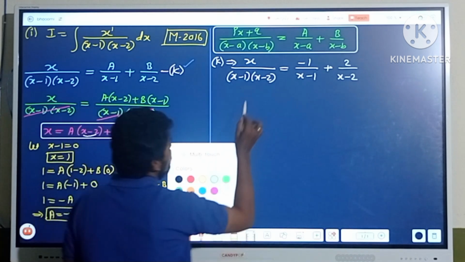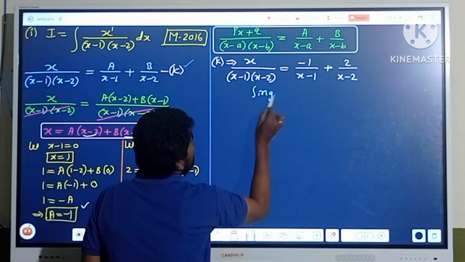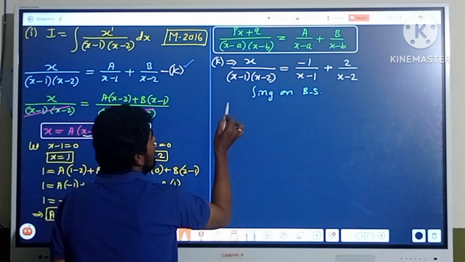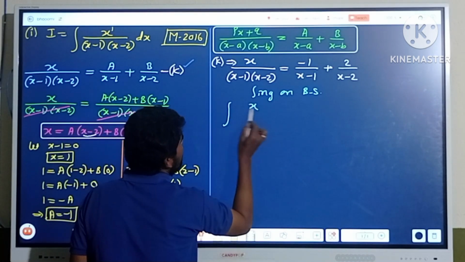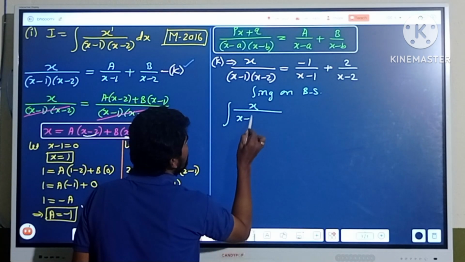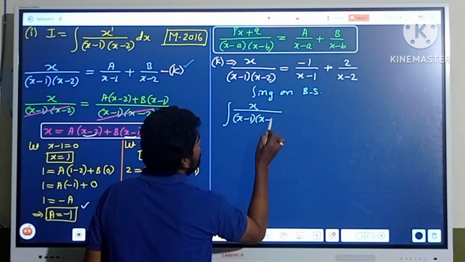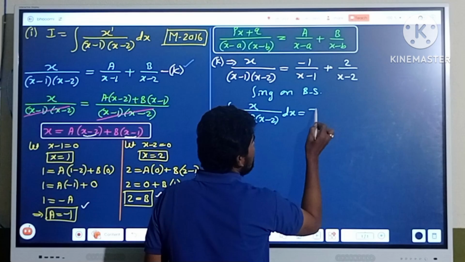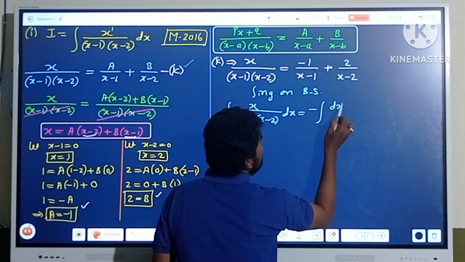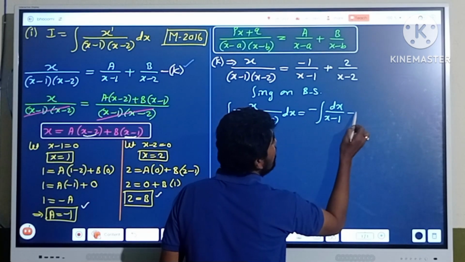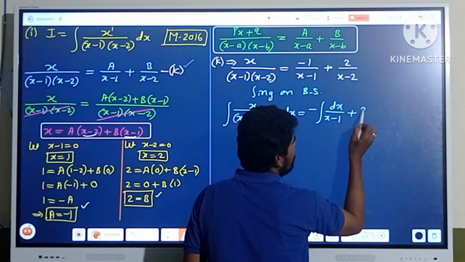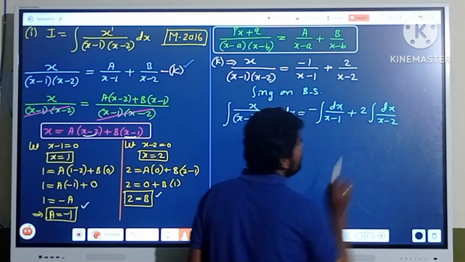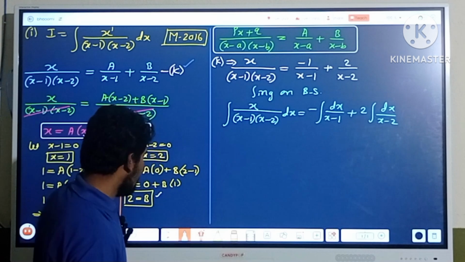Integrate on both sides. So it means left side integration of x divided by x minus 1 into x minus 2 with respect to x equals minus of integration of dx divided by x minus 1 plus 2, which is a constant taken outside, integration of dx divided by x minus 2. I hope all of you are understanding.